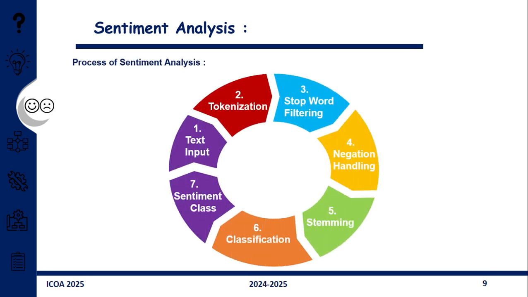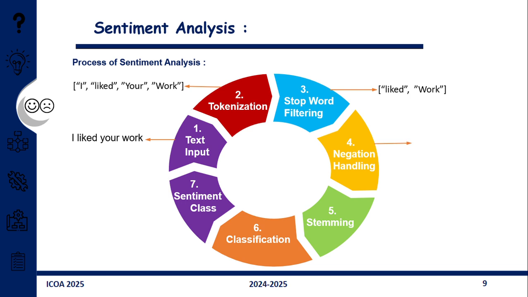And this is the traditional process of sentiment analysis. We start with an input text like this sentence, I like to work. We tokenize this sentence word by word. We remove stop words that are not important, like I and your. Then we apply negation handling. Then we translate each word into an embedding, use a model for classification, and finally get the sentiment class.